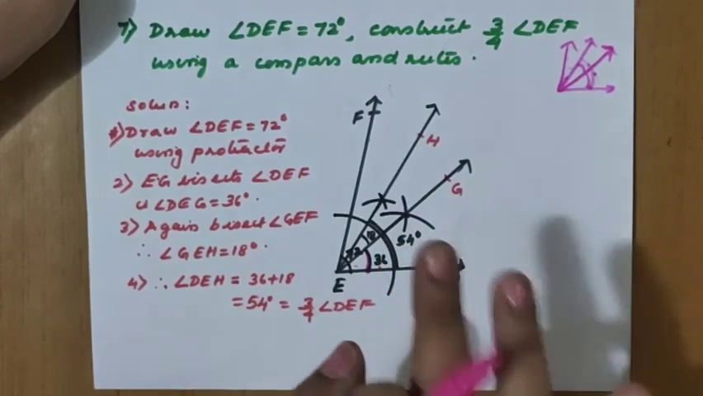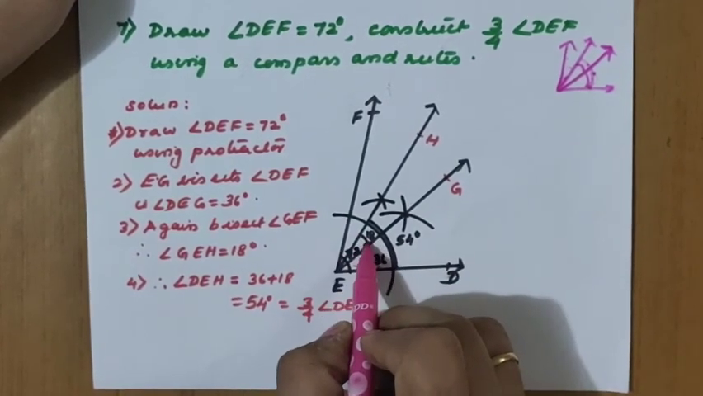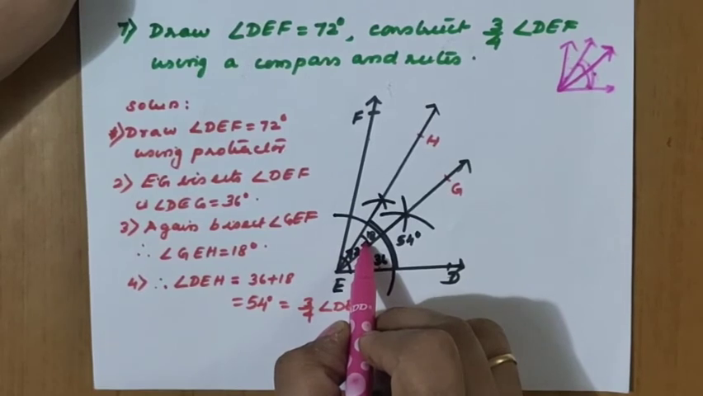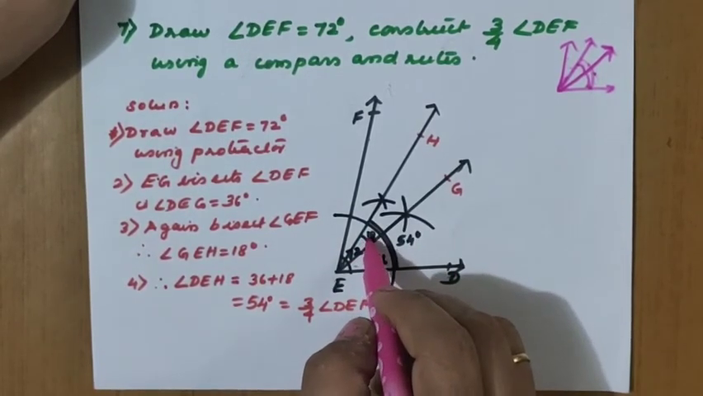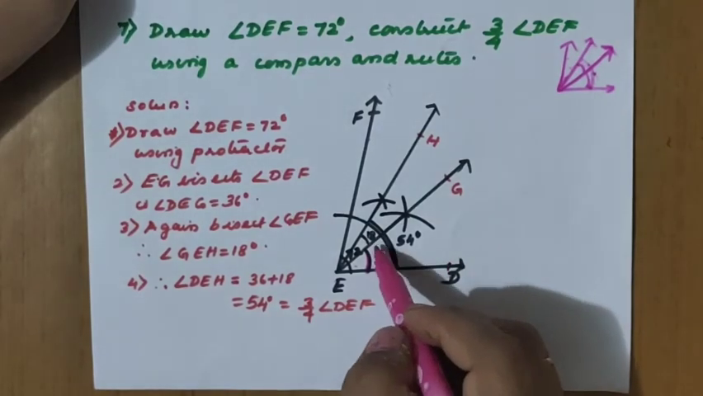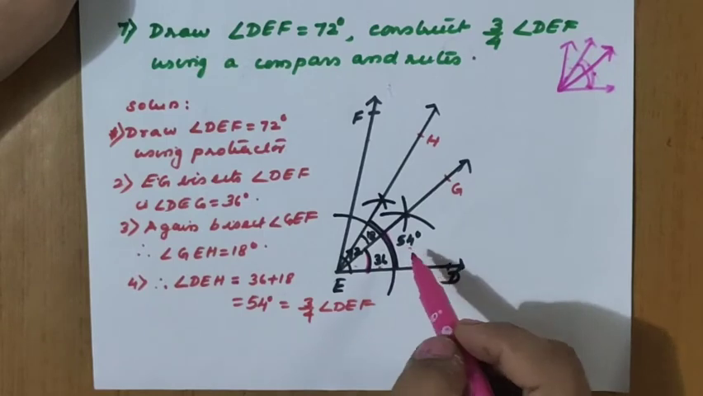So we need 3/4, so 1/4 also we needed. So another half we are dividing equally. When the half is divided equally, each part is equal to 1/4. So 36 is divided, and each part will be equal to 18. So 36 plus 18, what is the total angle now? It is equal to 54 degrees.